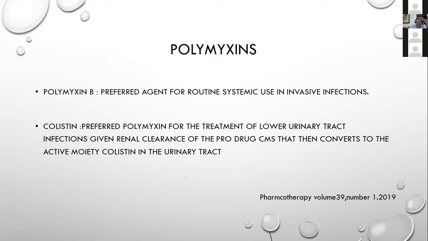hemodialysis. Colistin, as you know, is very good for lower urinary tract infections, given the renal clearance, because it's a prodrug, and it has to be converted to its active moiety in the urinary tract.